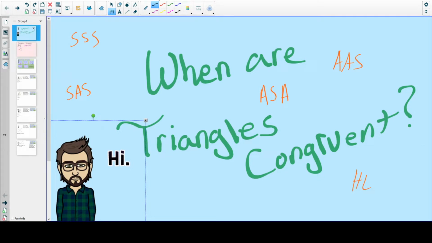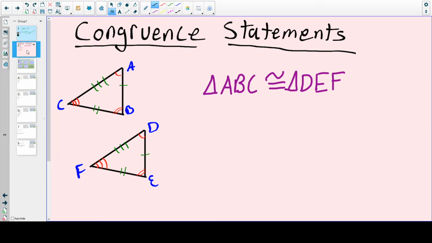We're going to talk about when triangles are congruent. So, first things first, when we say triangles are congruent, that means all the sides are congruent and all corresponding angles are congruent as well.